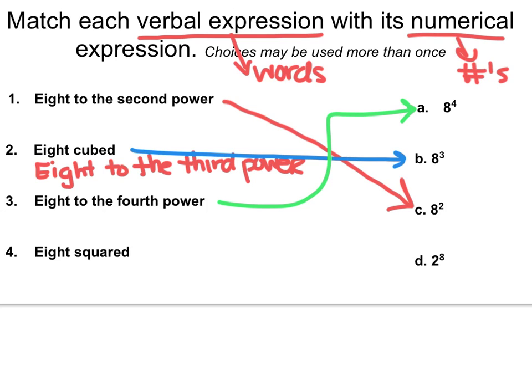And 8 squared. For 8 squared, we're looking for 8 as our base and 2 as our exponent, because that is what squared means. It means to have an exponent of 2. So again, we're using choice C.